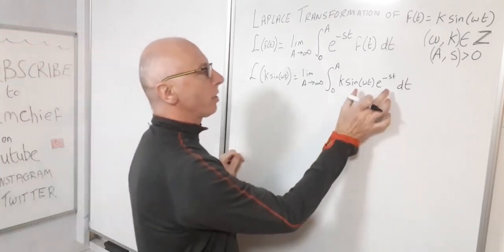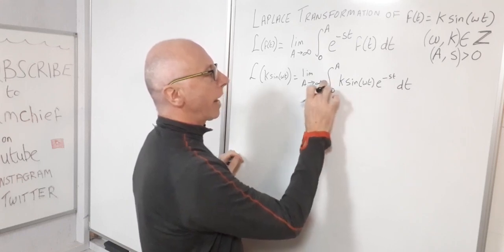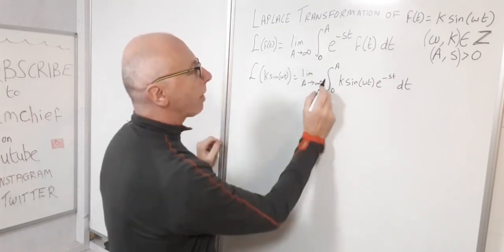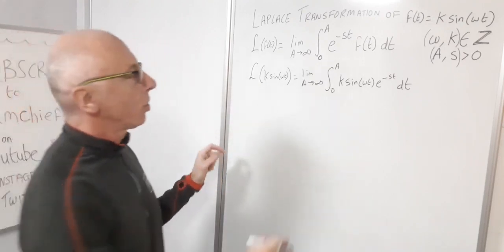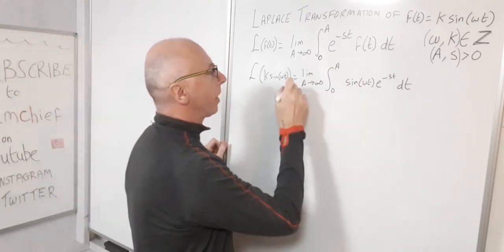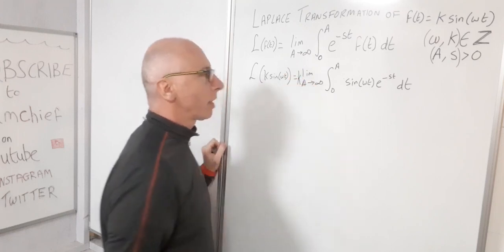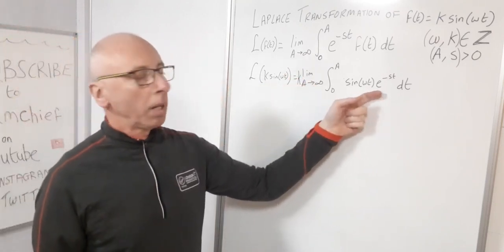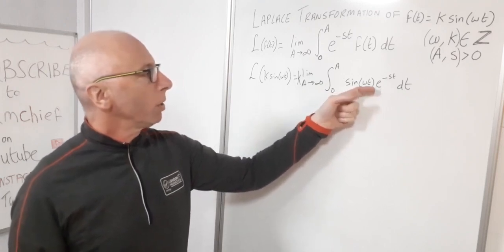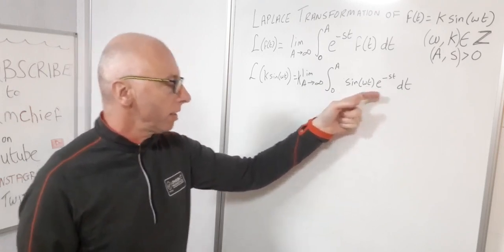Now to integrate this, ideally you want to get this k out, so we can just bring it outside of the integral, and we can also bring it outside of the limit. So let's just do that. So just bring this k out of here and write it there as part of my setup. So that's fine. So now we've got integration by parts set up here. Sine wt e to the minus st.